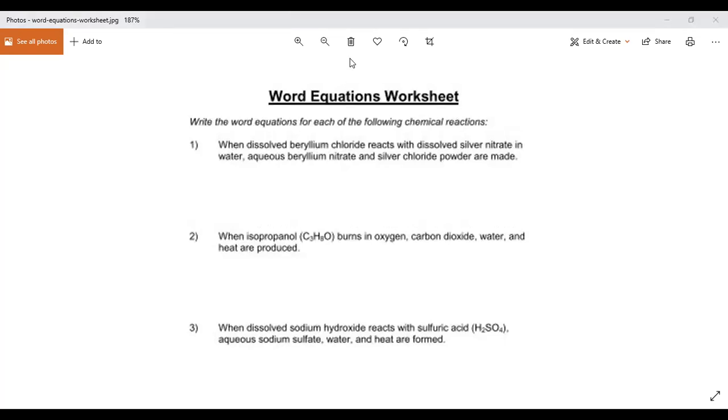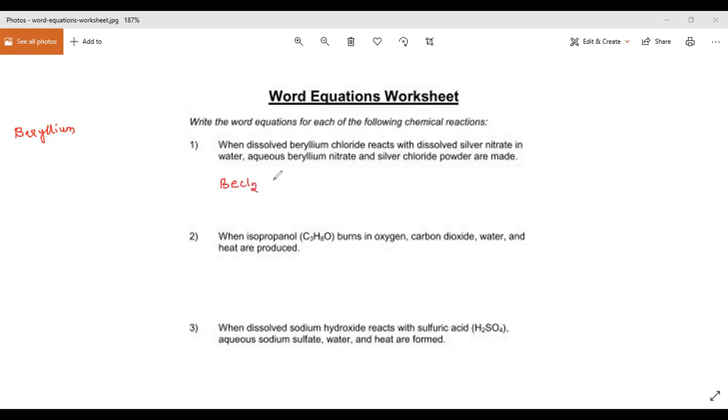What's the first one? Equation part. When dissolved beryllium chloride reacts with dissolved silver nitrate in water, aqueous beryllium nitrate is forming and silver chloride is forming. First, tell me what is the beryllium chloride formula? BeCl2.